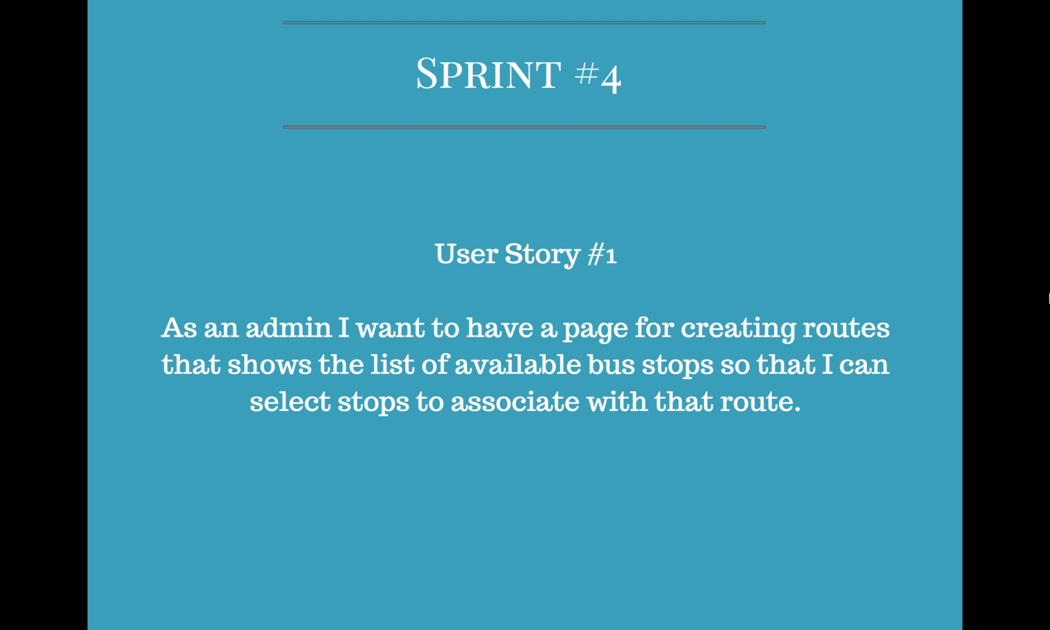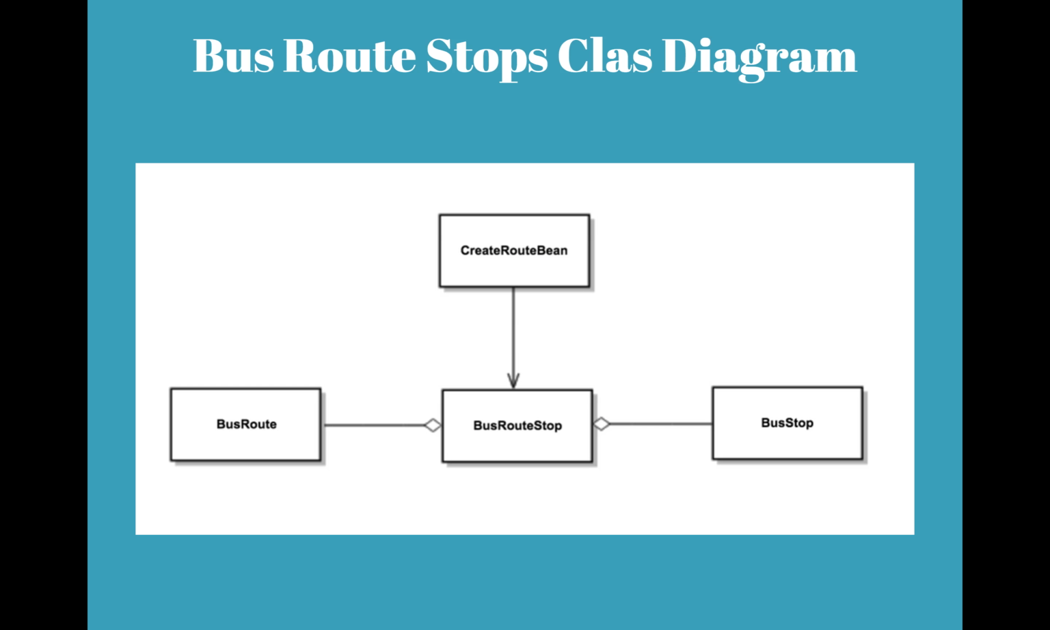For Sprint 4, my user story was as an admin, I want to have a page for creating routes that shows the list of available bus stops so that I can select stops to associate with that route. Now this used the create route bean, which called upon bus route stops, which is made of a bus route and bus stops.